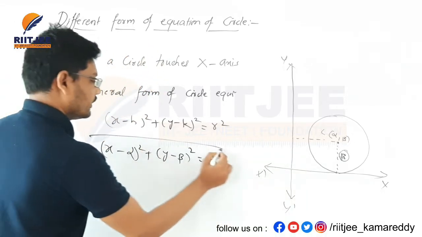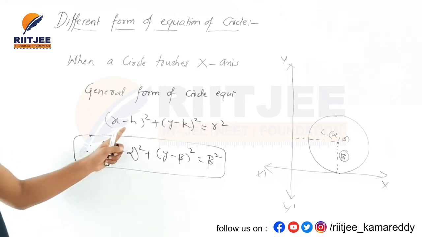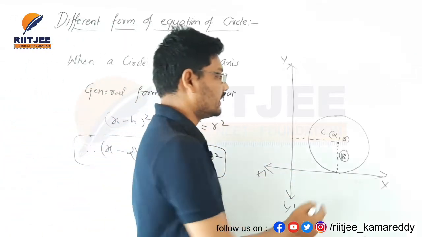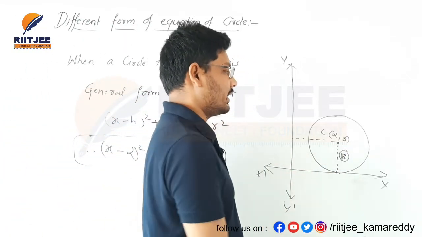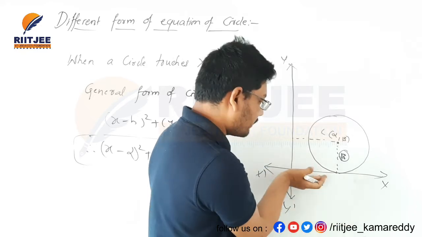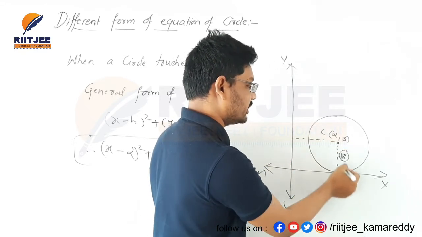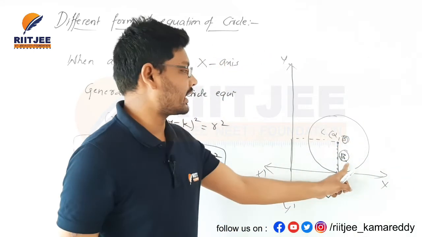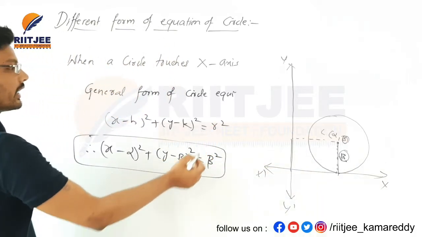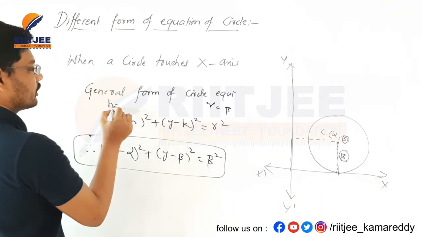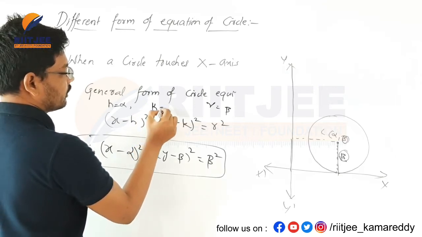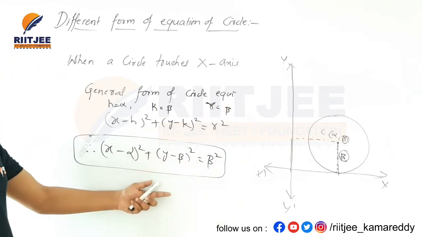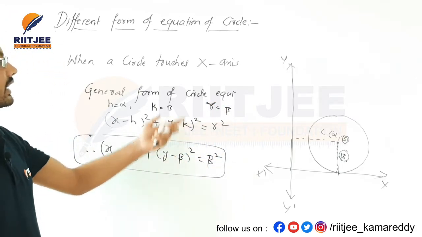The general form of the circle equation is (x − h) whole square plus (y − k) whole square is equal to r square. When a circle touches the x-axis, I am taking the center as alpha comma beta, and the radius will become beta. Why? Because the distance from the x-axis is beta. So the radius r is equal to beta, h is equal to alpha, and k is equal to beta. Let's substitute the values of h, k and r in this equation, and we'll get the equation of a circle touching the x-axis.